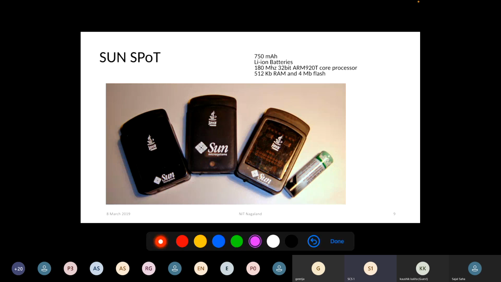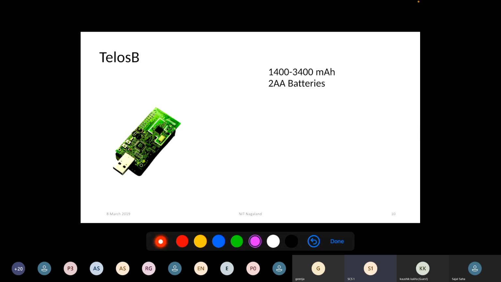Okay, so the next one is the SunSPOT. Sun Microsystems developed this one. Again, this one has a 750 milliampere lithium-ion battery, a 180 megahertz 32-bit ARM920T core processor, 512 KB RAM and 4 MB flash. So its hardware configuration is a little bit higher. This type of mote was available at that time for 5,000 or 7,000 each. Right now the cost has been reduced drastically.